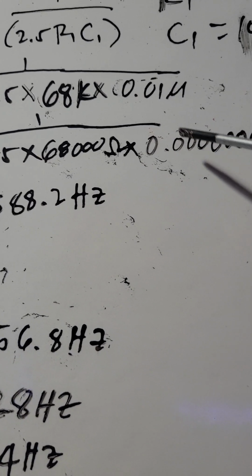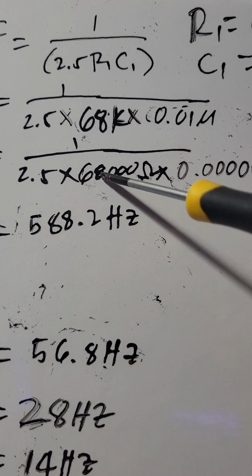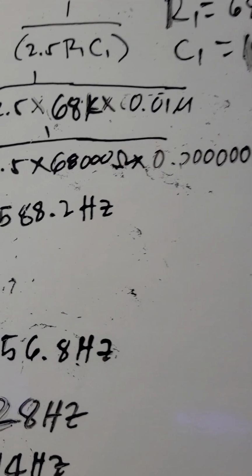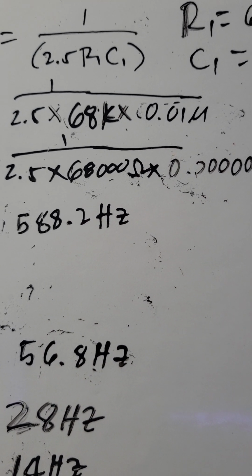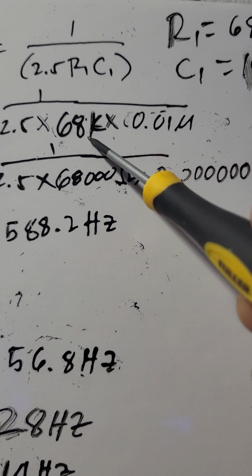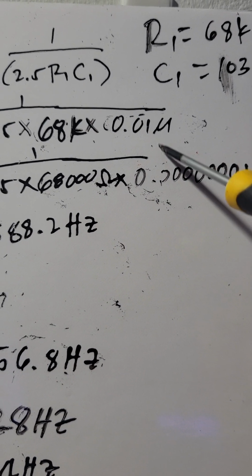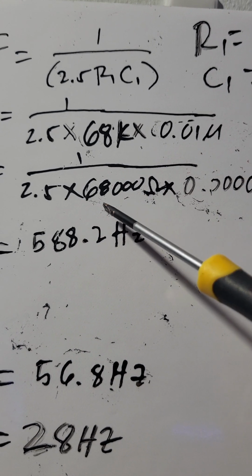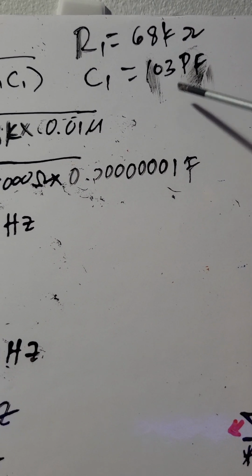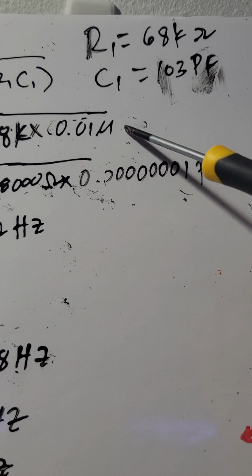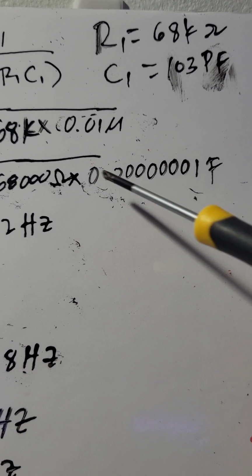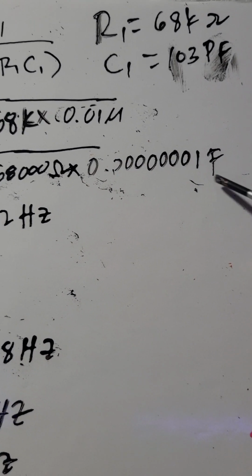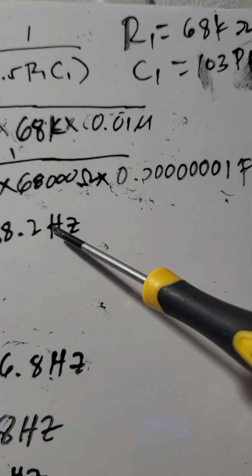Then we have to convert 68K to ohms, because everything must be converted to the base unit, which is ohms for resistors and farad for capacitors. So 68 kilo ohms is 68,000 ohms, and from 103 picofarad to 0.01 microfarad, then convert again to farad, which is 0.00000001 farad, so that all the units are in the base unit.